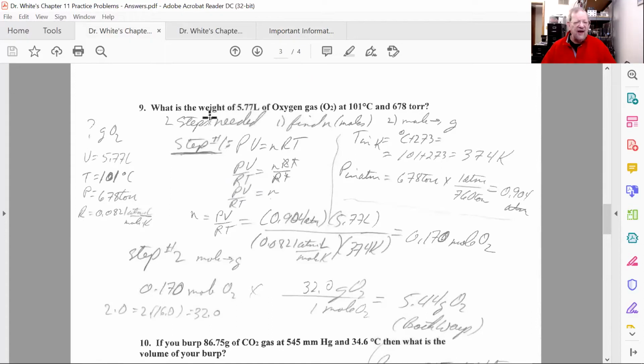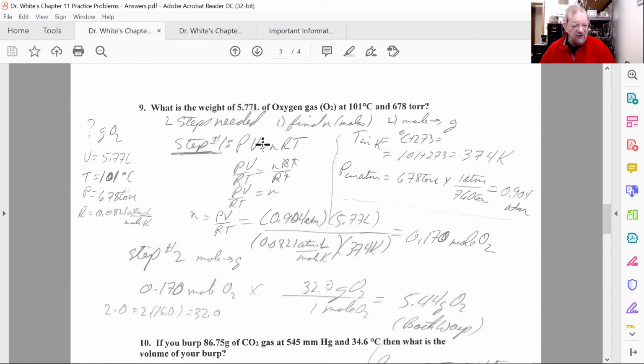Now notice we're asked what the weight is, but wait, PV equals nRT doesn't have a weight, but it does have n, moles. So therefore you need 2 steps. In order to find the weight of the oxygen, you first have to find the moles of oxygen and then convert moles to grams, which you learned for test number 2.